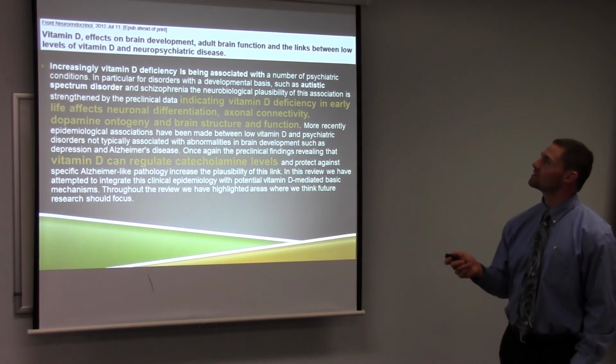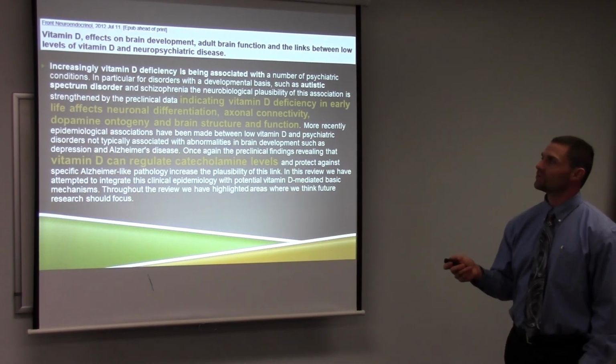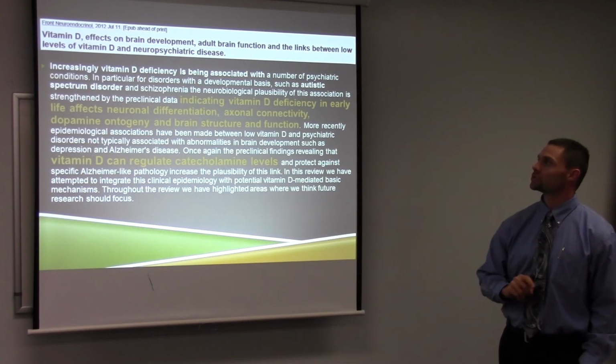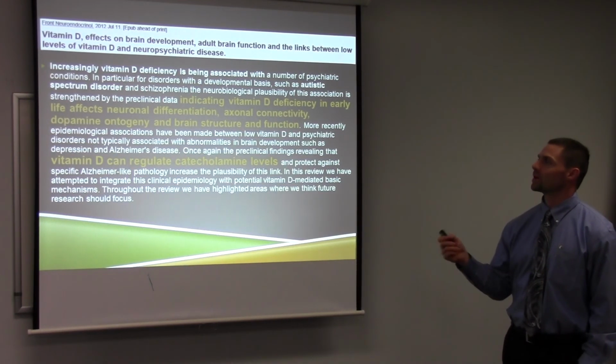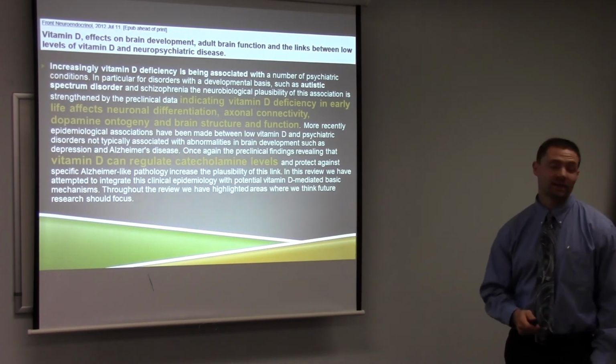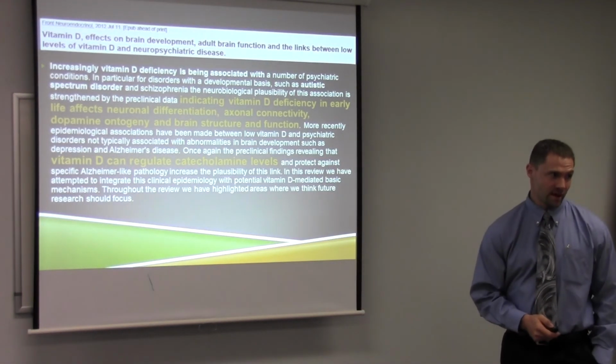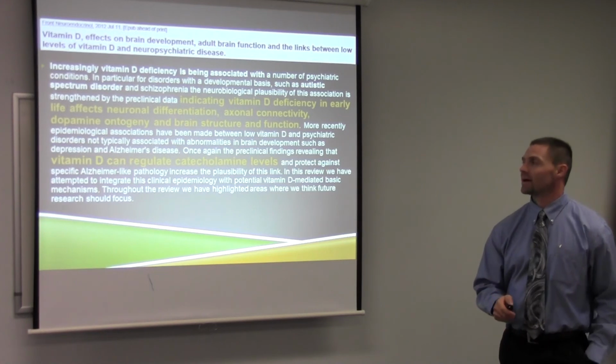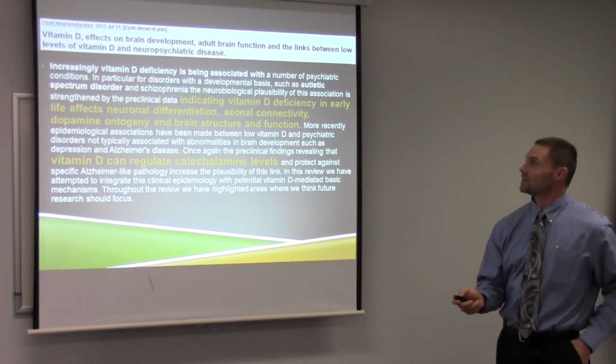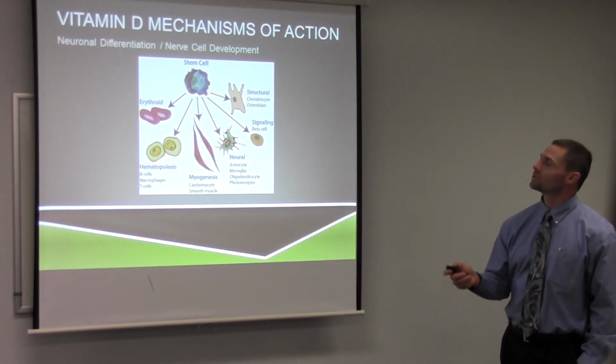And then what this says is that vitamin D deficiency in early life affects neuronal differentiation. And again, I'm going to show you what each one of these are. Your axonal connectivity, dopamine, and brain structure and function, and can also regulate catecholamine levels. Okay, that's a lot of scientific language in that, right? Let's put it back down into a language we all understand here. So let's look at the first one. So this is neuronal differentiation.